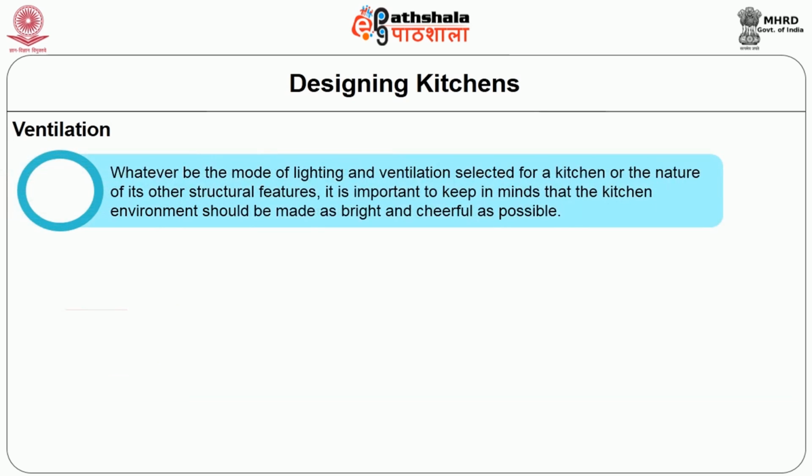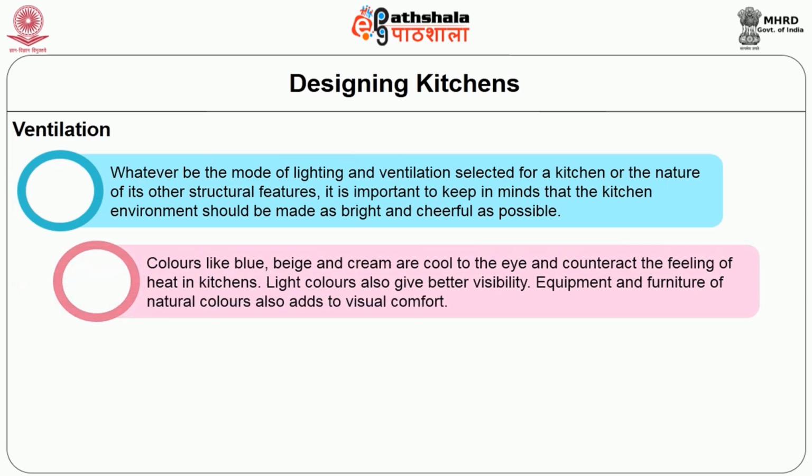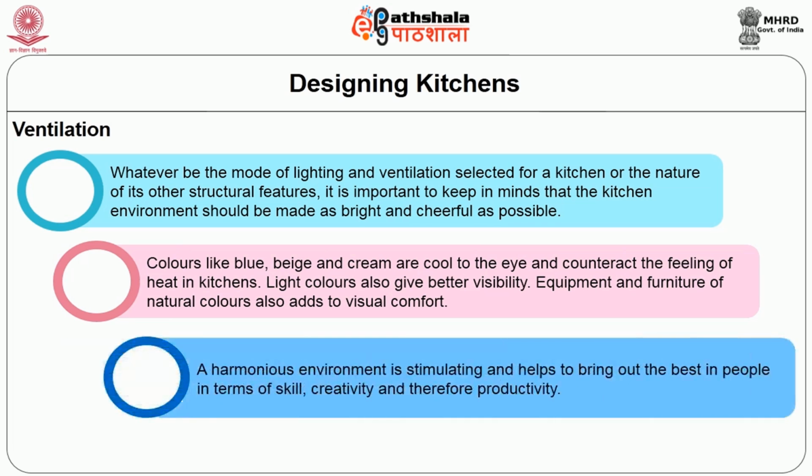Whatever be the mode of lighting and ventilation for a production unit at a hotel, the nature of its other structural features is to be kept in mind, so that a bright and cheerful environment is possible. Colors like blue, beige, cream are cool to the eye, and therefore the walls, equipment and furniture of natural colors should be selected for visual comfort. A harmonious environment is stimulating and helps to bring out the best in employees in terms of skill, creativity, and therefore productivity too.